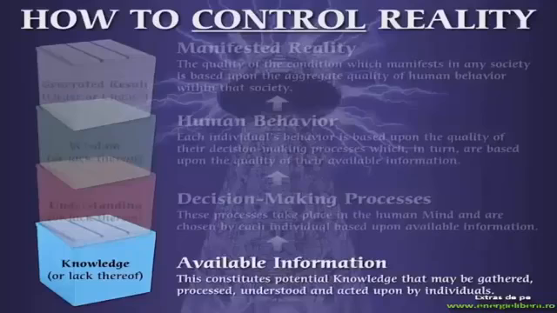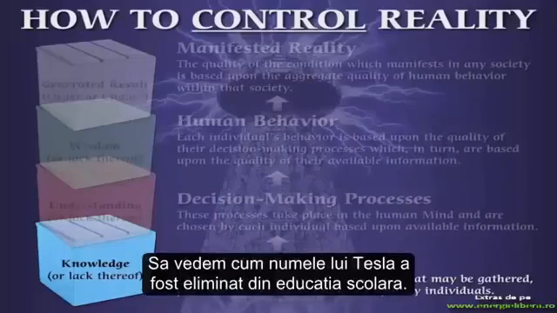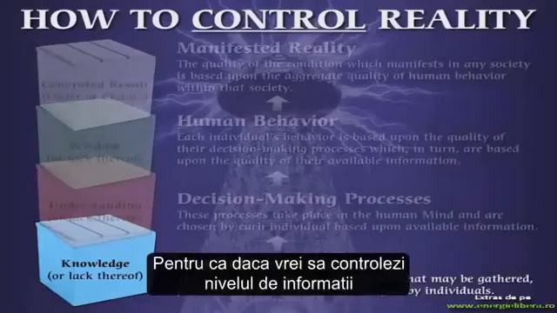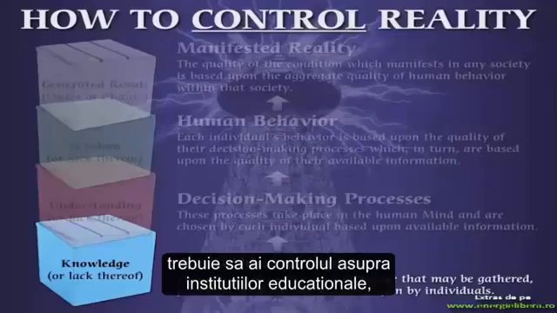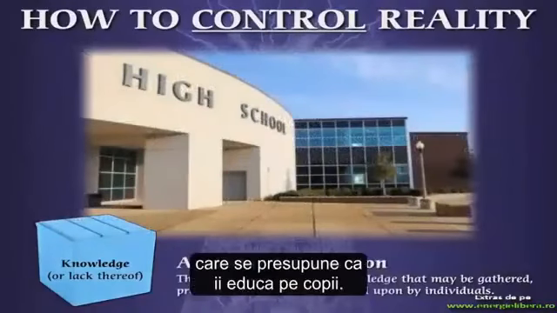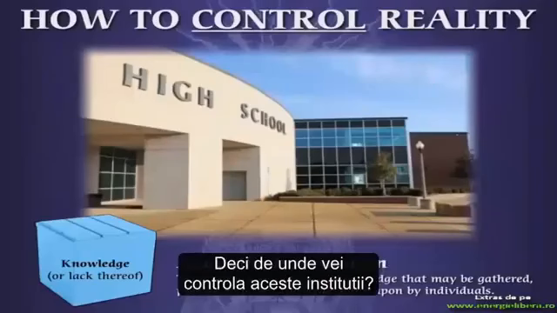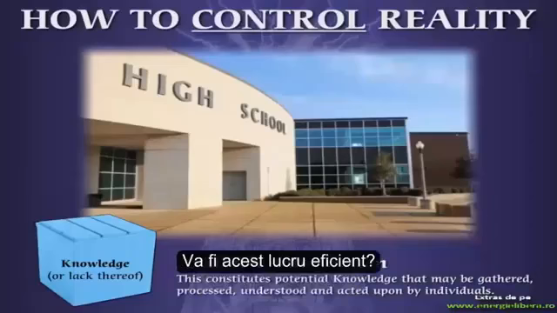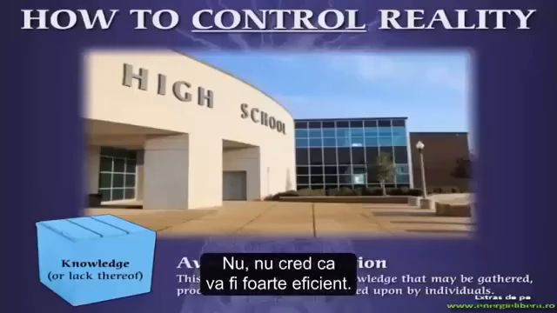So we're going to look at how Tesla's name was actually removed from education, from schools. How was that done? How was that accomplished? Because if you're going to control available information, you have to have some level of control over educational institutions that are teaching children, allegedly. So where are you going to control that from? Are you going to control it from each institutional body? Would that be effective? I don't think that would be very effective.